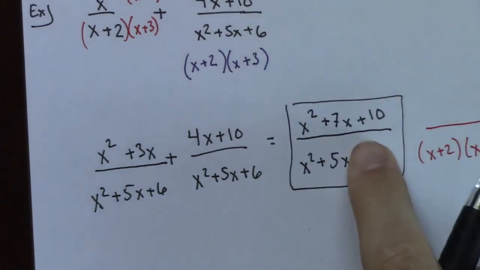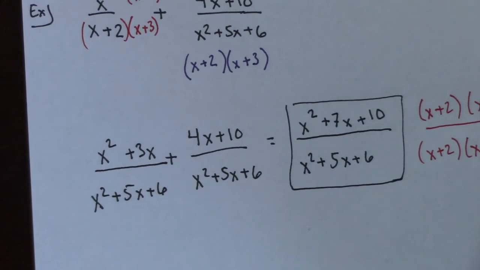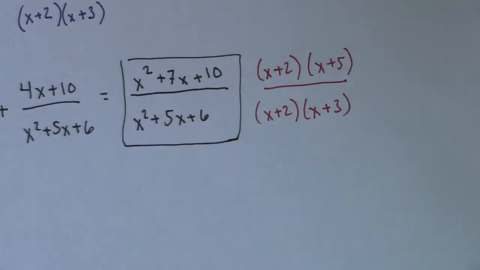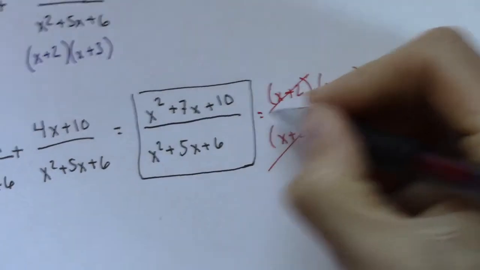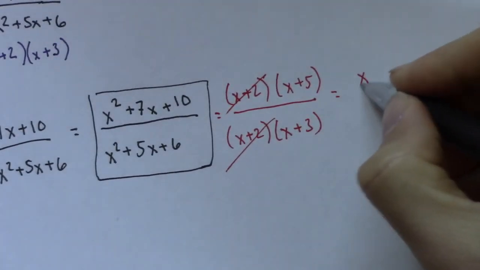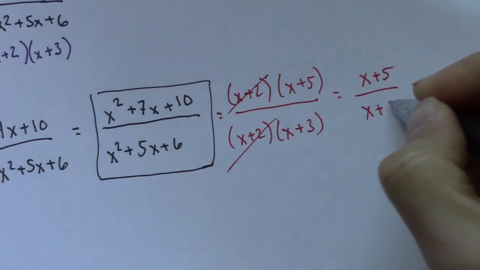Let's think about the numerator. Two numbers that multiply to 10 and add to 7 give (x + 2)(x + 5). 2 times 5 is 10. 2 plus 5 is 7. So technically, you would be able to cancel those factors out, and you could have an ideal, or simplified, answer of (x + 5) over (x + 3).